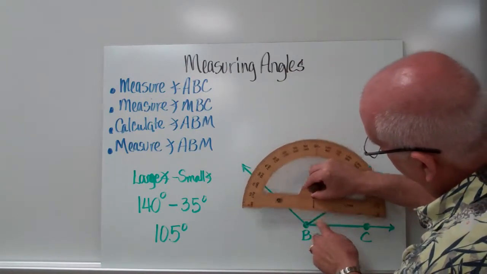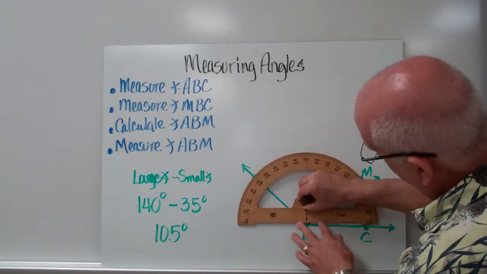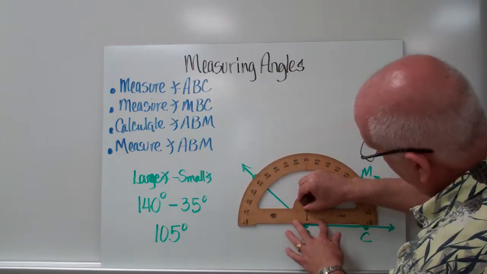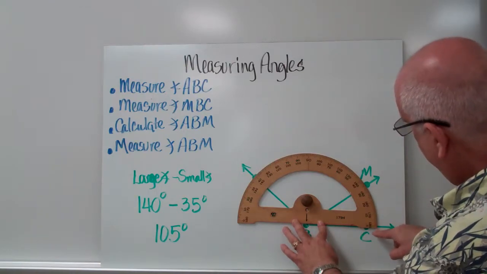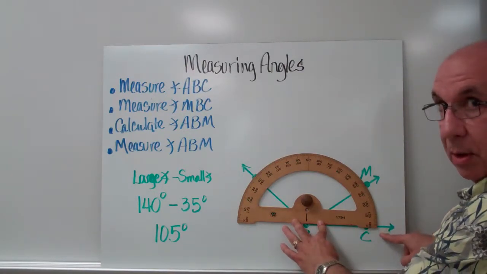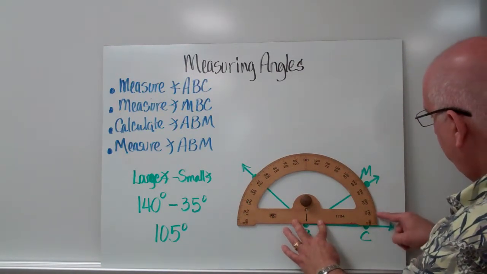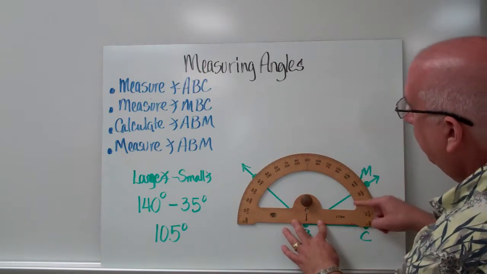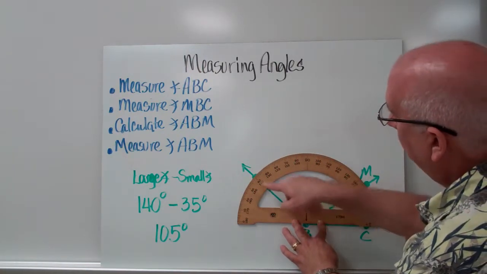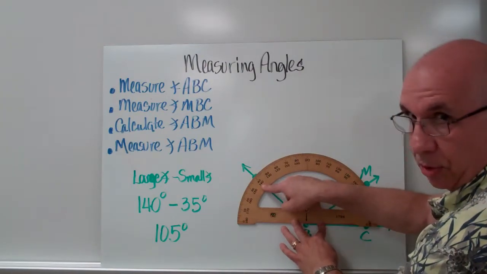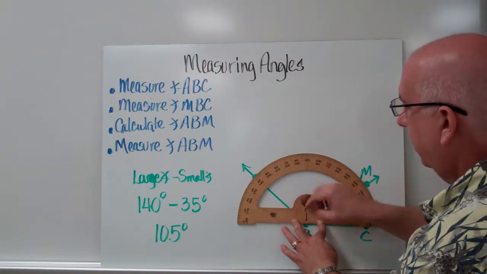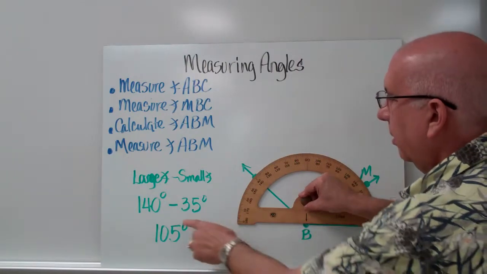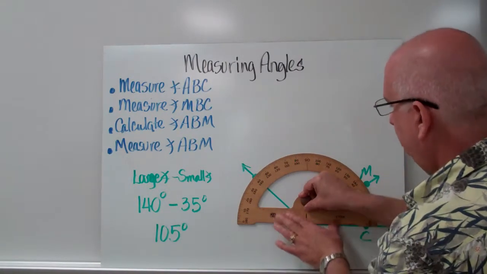For example, here's the vertex, so I match up the vertex to that point. I line up the vertex and this bottom line so that when this passes through the line over here at 180 or 0 degrees, I want to find the measure of this big angle. And I see that the measure of this large angle is 140 degrees. So the large angle is 140 degrees.